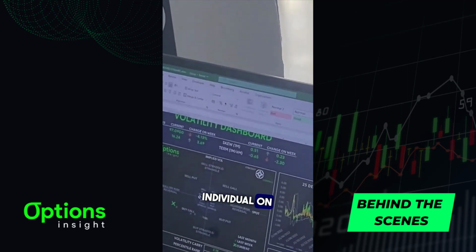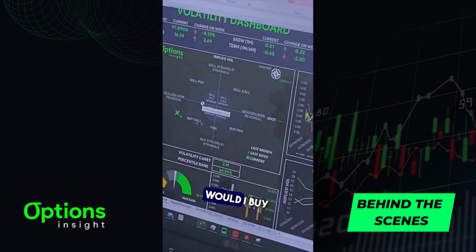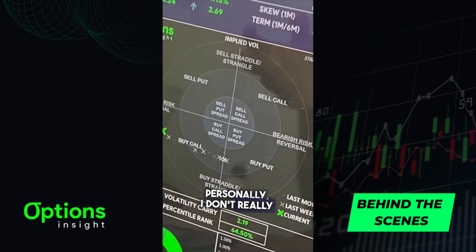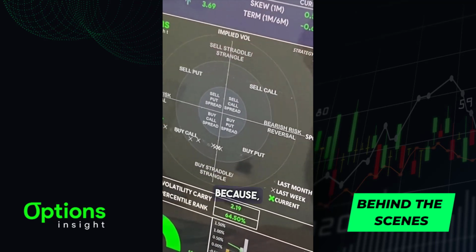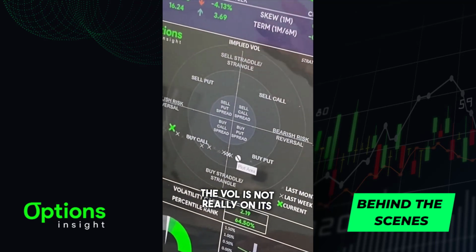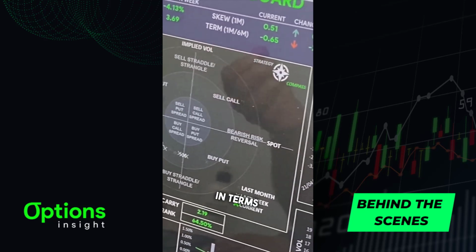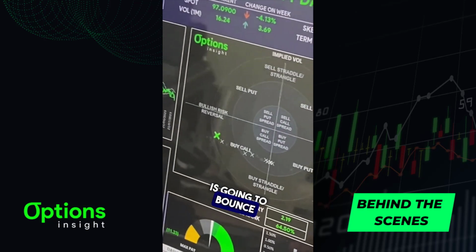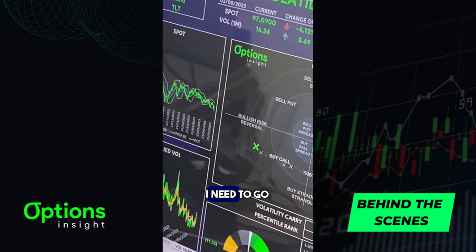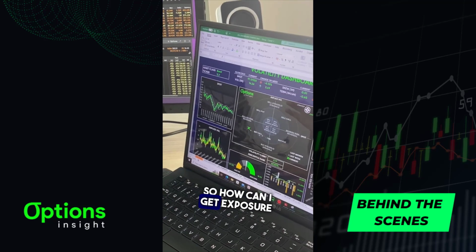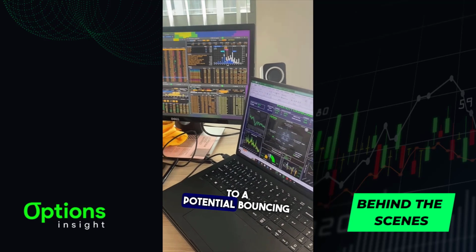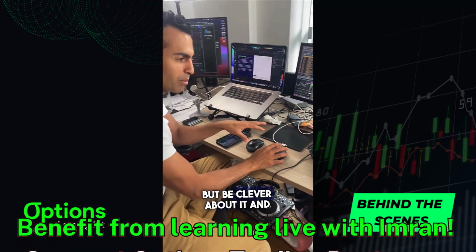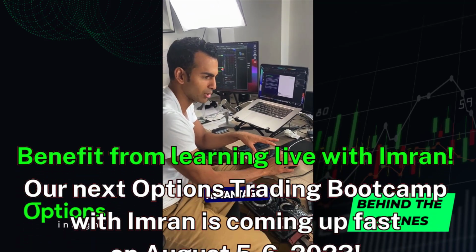So individual on TLT, what would I actually trade? Would I buy calls? Personally, I don't really like just buying outright calls because, like I say, the vol's not really on its lows anymore. And in the short term, I'm not overly convinced that TLT is going to bounce straight away, and I need to go lower first. So how can I get exposure to a potential bounce in TLT but be clever about it and use the vol surface to my advantage, right?